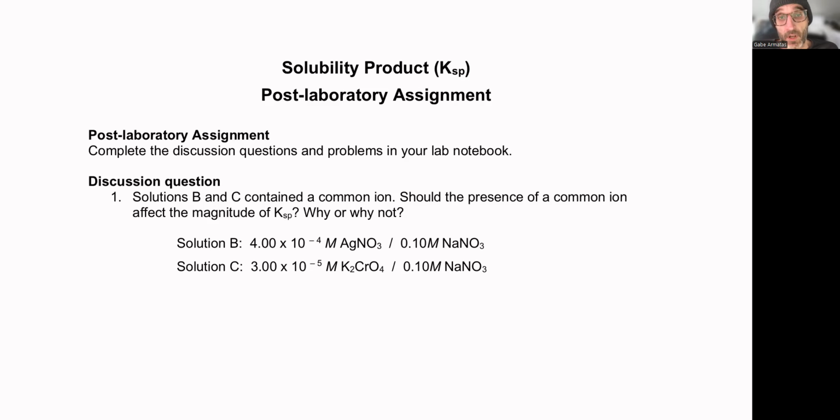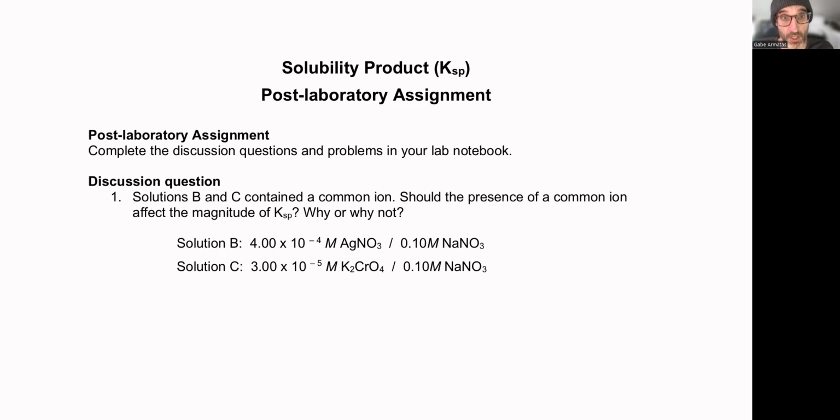Okay, so we are going to talk about the solubility product post lab. In this lab, you prepared solutions of silver chromate. You did a calibration curve to determine how much chromate was present, and using that information, you did three solutions, A, B, and C. B and C you can see here. A was with nothing. The sodium nitrate was as a stabilizer. In any event, we were able to determine the KSP from experimental data based on that calibration curve.